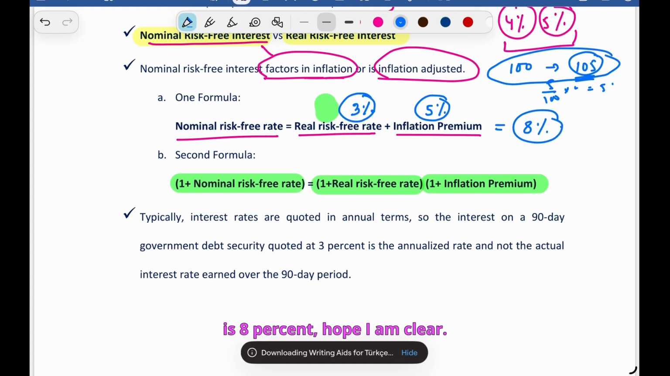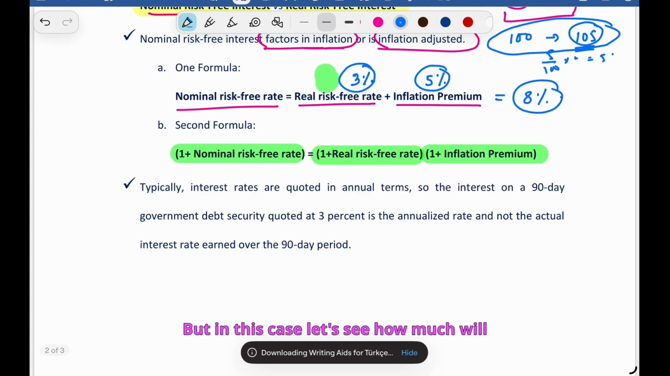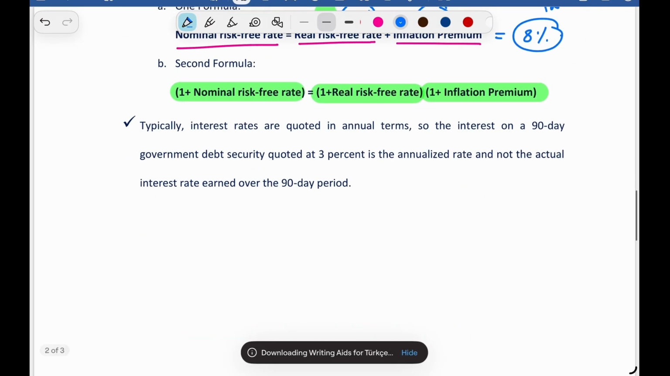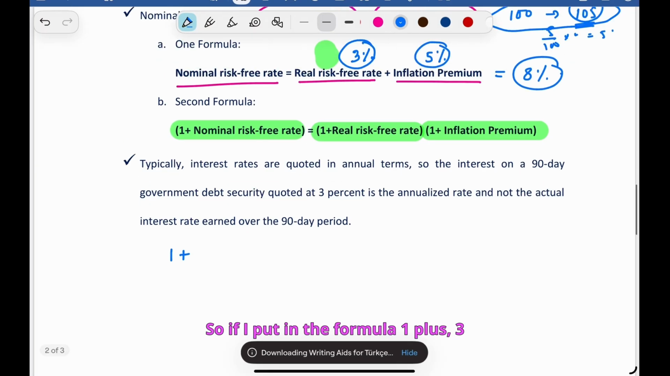Hope I'm clear. But in this case, let's see how much the nominal risk-free interest rate will be. So if I put in the formula, 1 plus 3% was the real, sorry, this is nominal, okay?